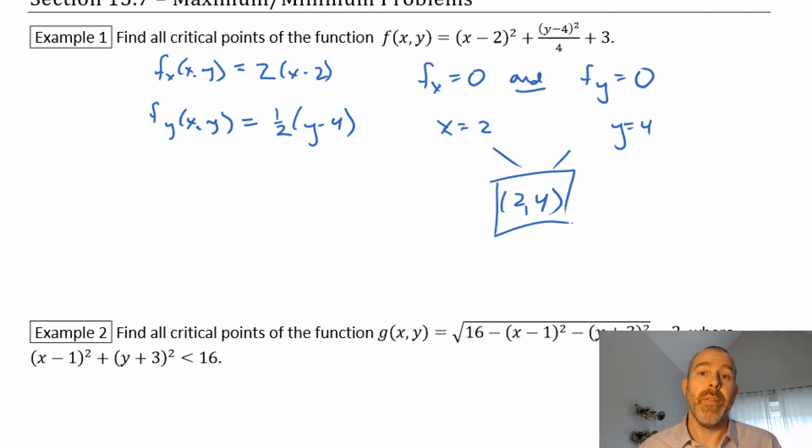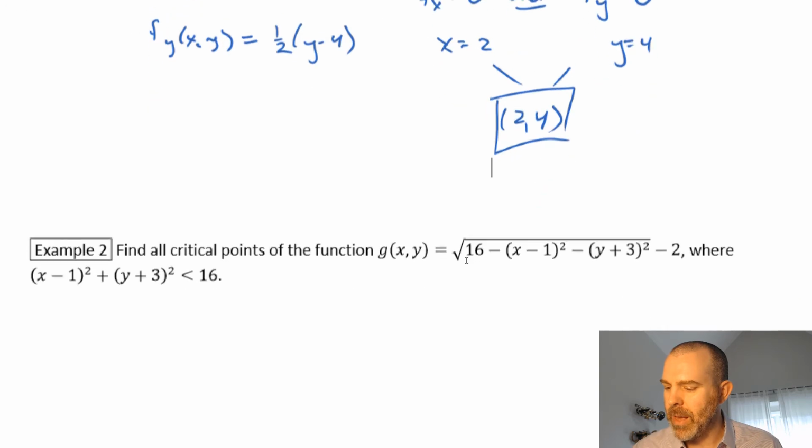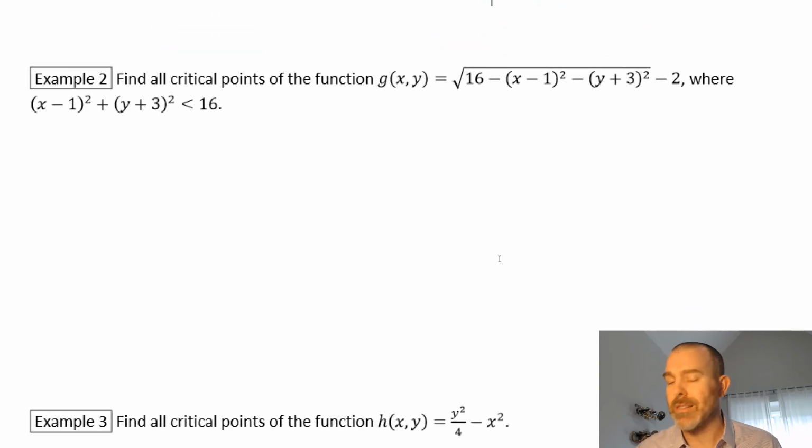That's a pretty simple one. They won't all be that simple. Let's look at another one, a little more complex derivative, but not necessarily a more complex solution. So we're going to find all critical points of this function. This is a hemisphere shifted down 2.